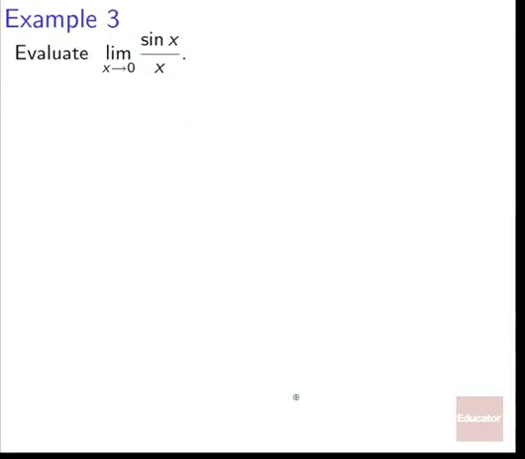Limit as x goes to 0 of sine of x over x. So if we were to graph this, if we used a graphing calculator to graph what comes out of this, we would see that it's going to look something like this. Oh, I actually screwed that graph up. We would see that it was going to look something like, there we go, that's better. So it's going to look something like that.